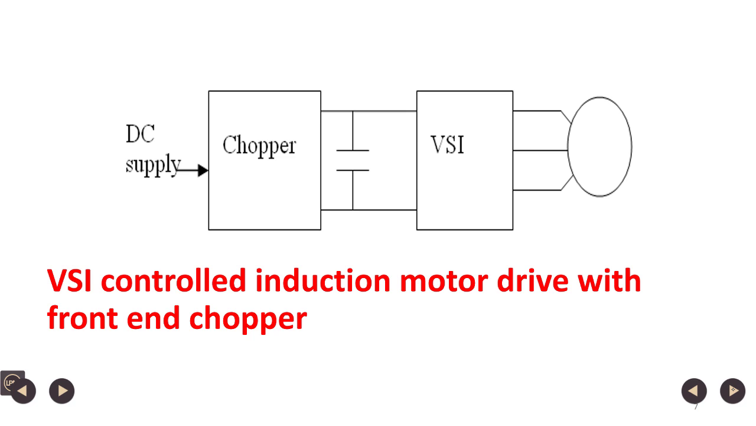This is a scheme of a voltage source inverter controlled induction motor drive with front end chopper. So this is a DC supply to the chopper. The chopper, from a fixed DC voltage, provides a variable DC voltage to the VSI, and there is a filter capacitor in the DC link, so that switching in the chopper does not affect the performance of the VSI or motor. So this is the circuit arrangement when the supply is DC.